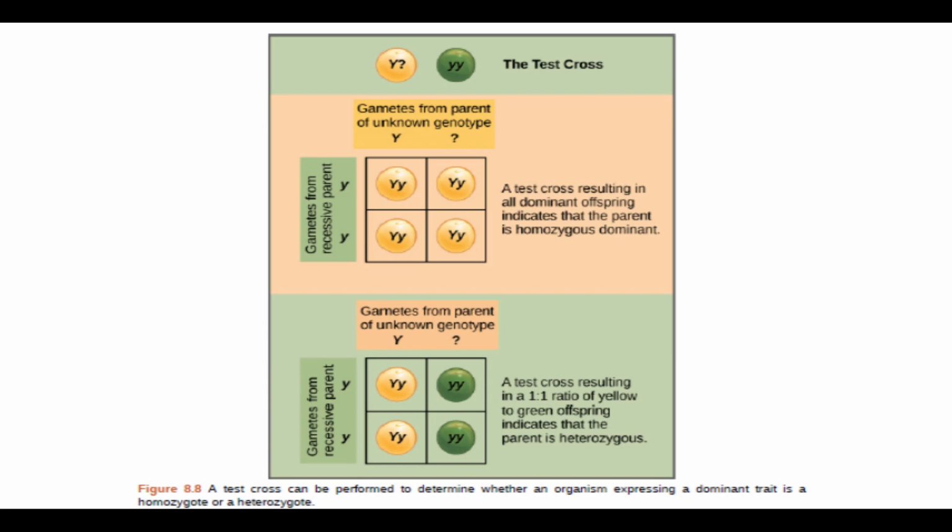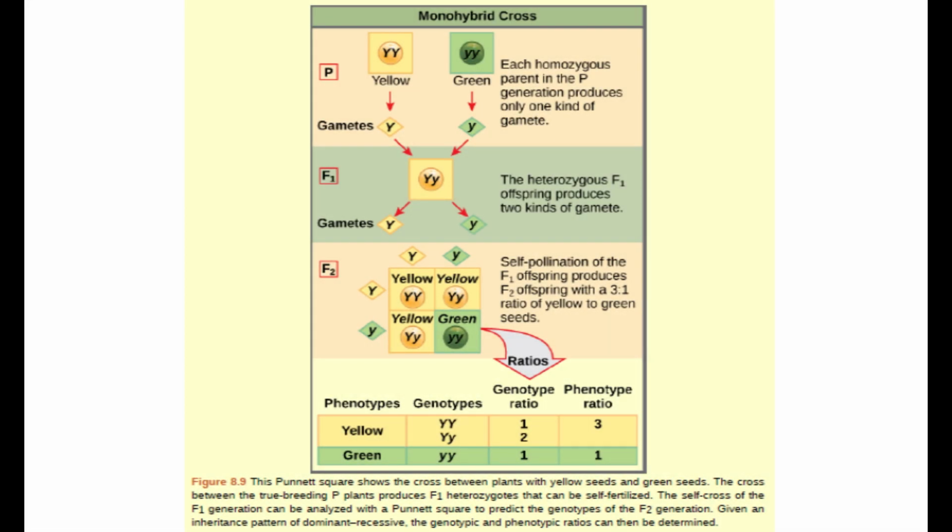Figure 8.8. A test cross can be performed to determine whether an organism expressing a dominant trait is a homozygote or a heterozygote. Figure 8.9. This Punnett square shows the cross between plants with yellow seeds and green seeds. The cross between the true-breeding pea plants produces F1 heterozygotes that can be self-fertilized. The self-cross of the F1 generation can be analyzed with a Punnett square to predict the genotypes of the F2 generation. Given an inheritance pattern of dominant and recessive, the genotypic and phenotypic ratios can then be determined.